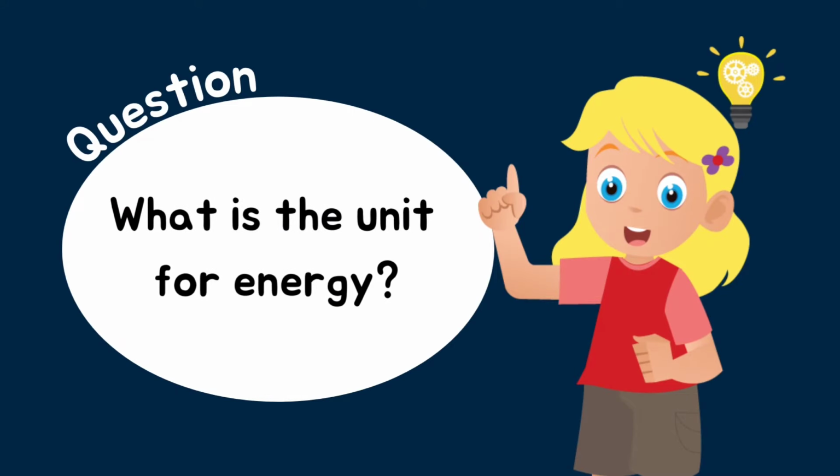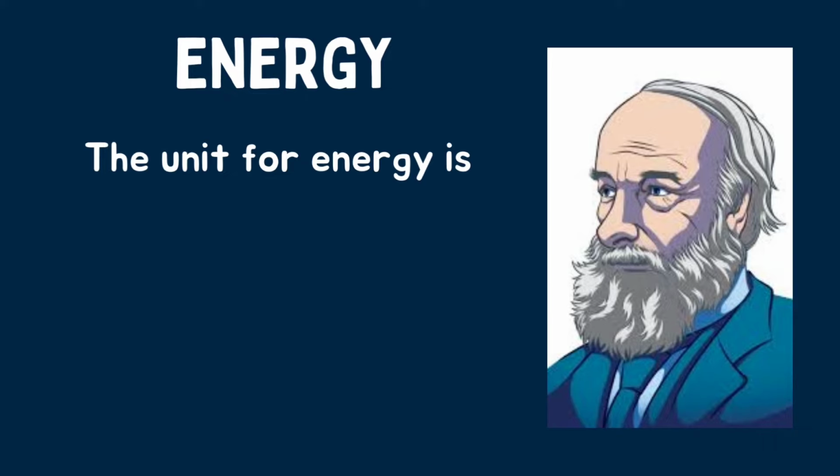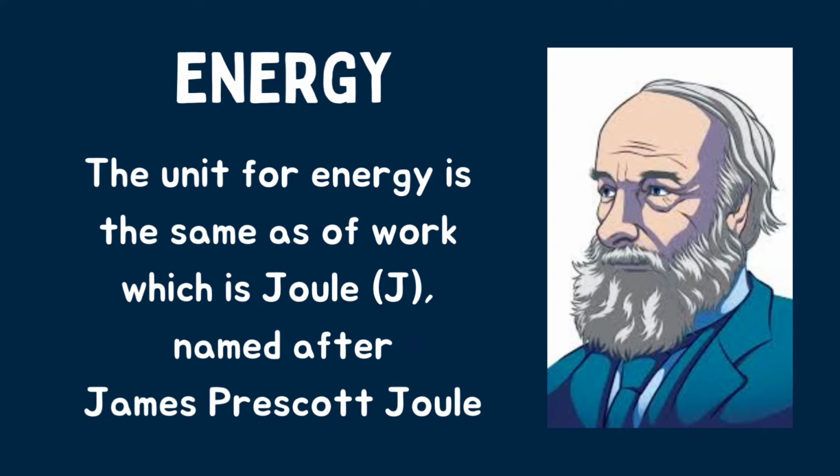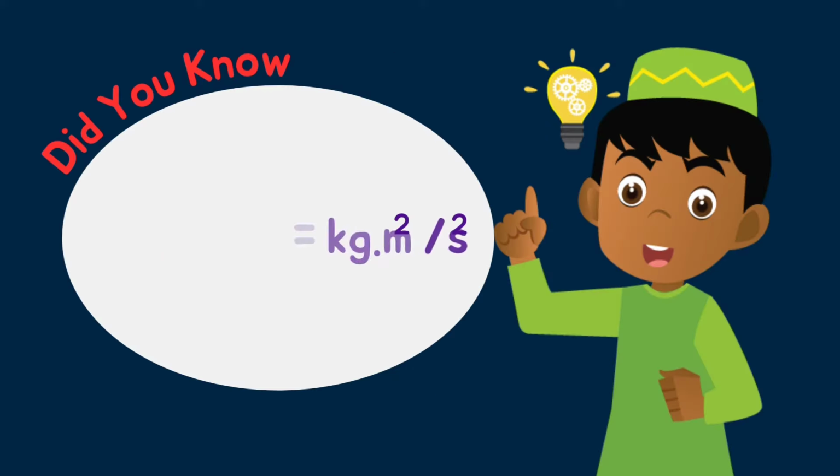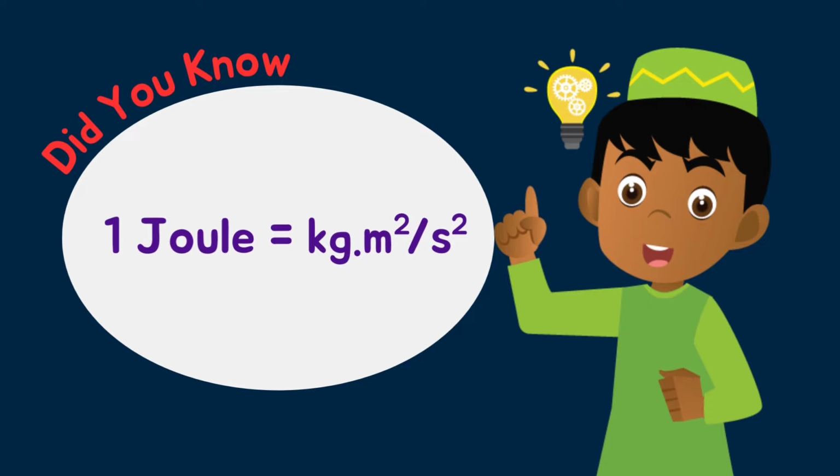Now, what is the unit for energy? Well, the unit for energy is just the same as that of work. The unit of energy is joule, named after James Prescott Joule. James Prescott Joule is a British physicist who focused his studies on work and energy. 1 joule is equivalent to a kilogram times meter squared per second squared.